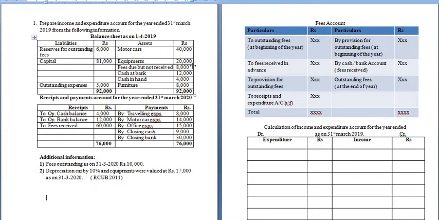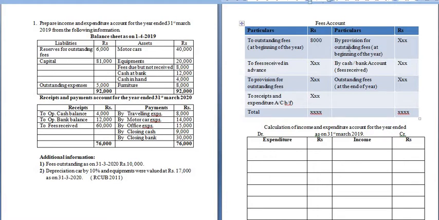So last year it is a closing. Sir, it is written opening. They have written opening, but this is a closing. I told you, last year's closing balance is the opening balance for the next year. So outstanding fees at the beginning means whatever closing due we had, that is the beginning of this year. So I will take 8,000 as fees.